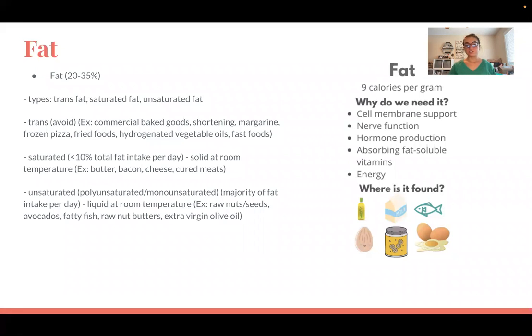And then unsaturated fat, we want the most of. That's what people consider healthy fats, right? Typically, not all the time, but most of the time, this is liquid at room temperature. So things like avocados, extra virgin olive oil, raw nut butters, fatty fish, nuts and seeds are going to be your main sources of unsaturated fat.